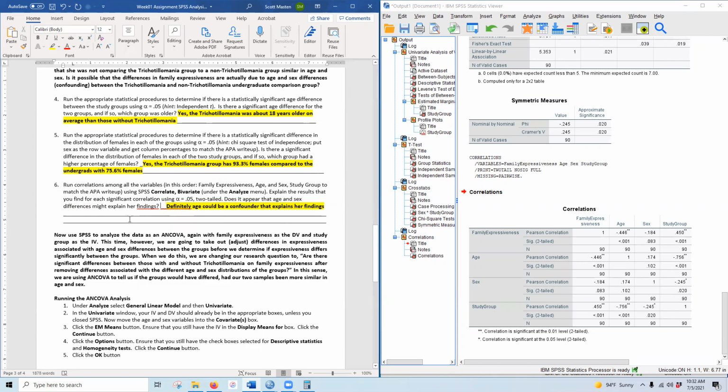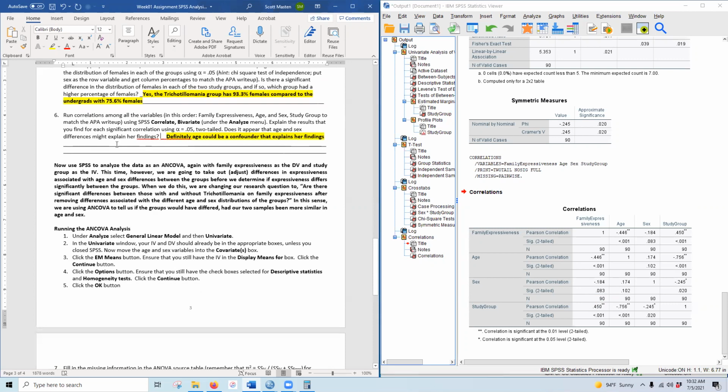Her committee asked her, even though sex was not significantly associated, it did differ, and even though it wasn't significantly associated with family expressiveness, this was kind of getting there. So they're like, put it in anyway as a covariate. And they do this to you a lot. Just be ready for it, okay?